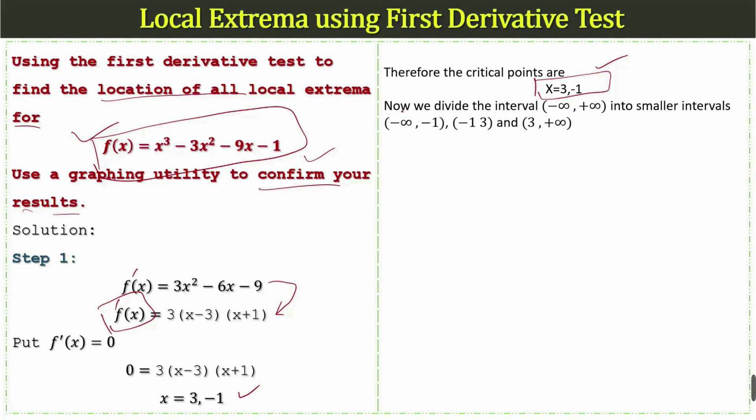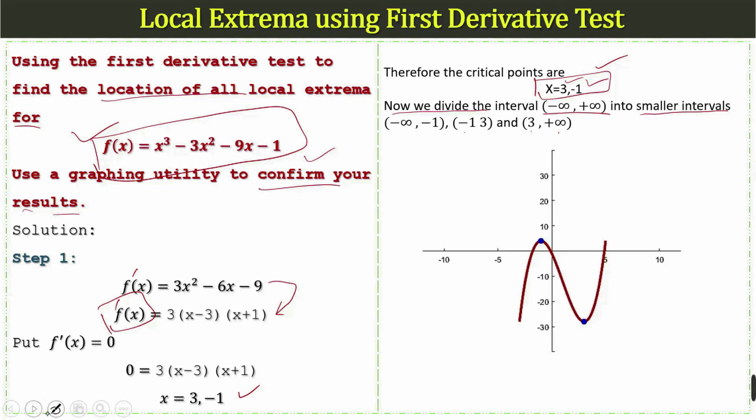Now we divide the interval from minus infinity to positive infinity into smaller intervals: minus infinity to minus 1, minus 1 to 3, and the third one from 3 to positive infinity. Let's see the graph of this function. Here is negative infinity and here positive infinity. This is minus 1, and this one is 3.